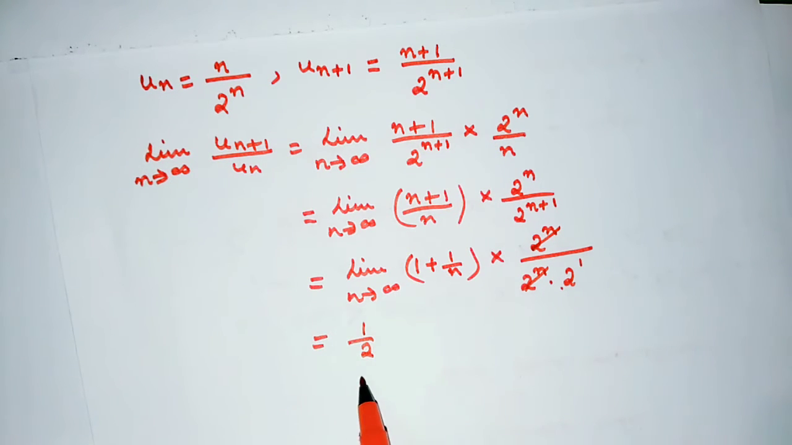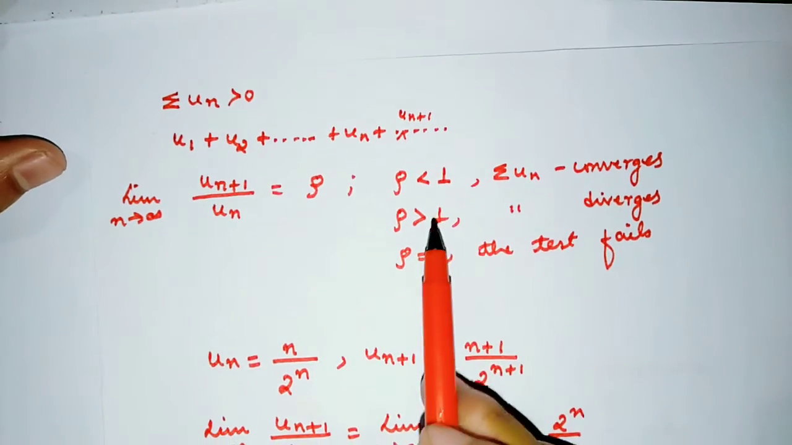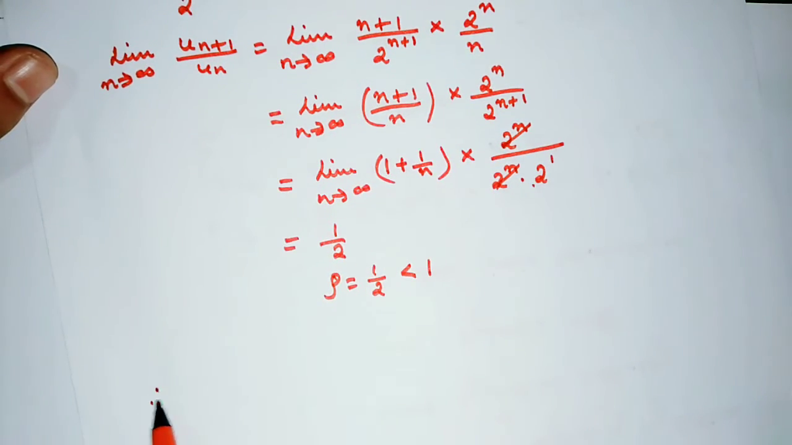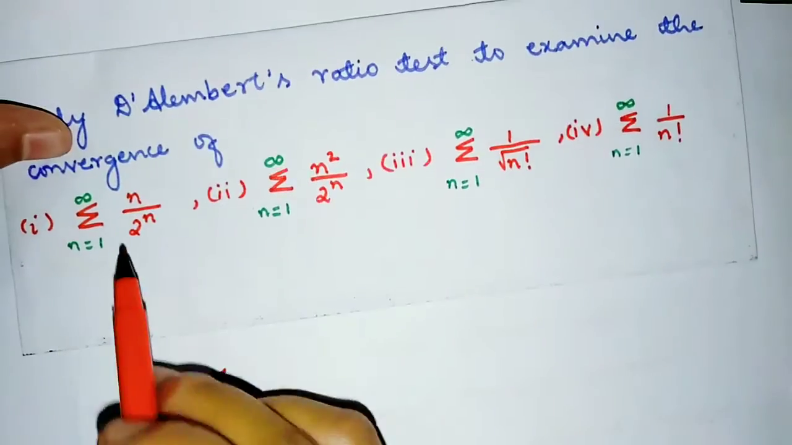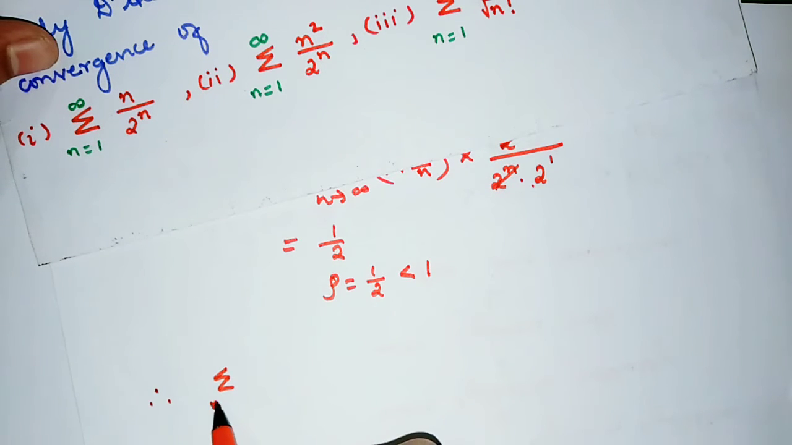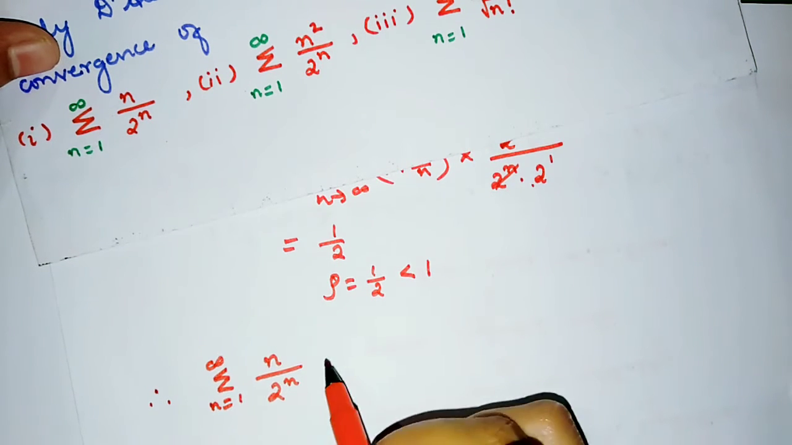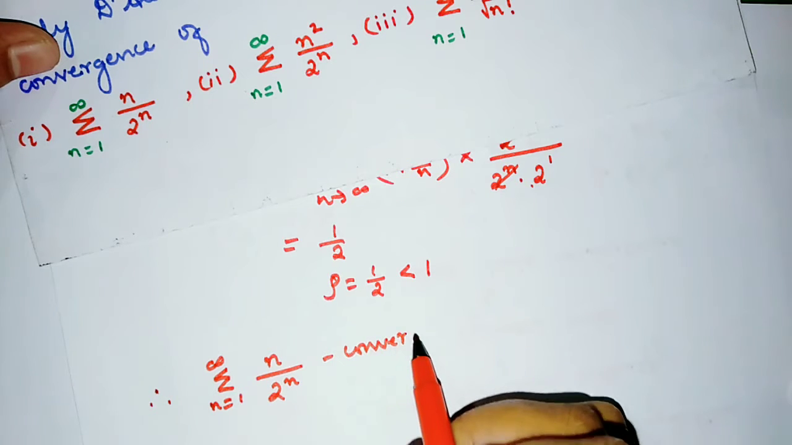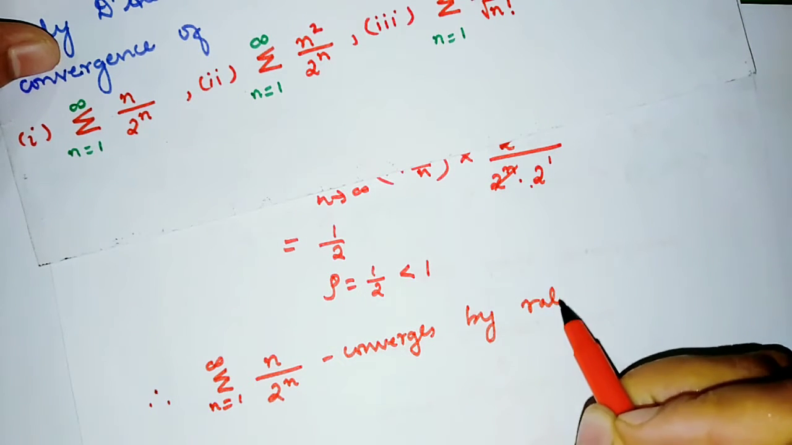Now this one is our rho. Half is less than 1. So if it is less than 1, the given series converges. So we say that, therefore, summation n from 1 to infinity n by 2 to the power n converges by D'Alembert's ratio test.